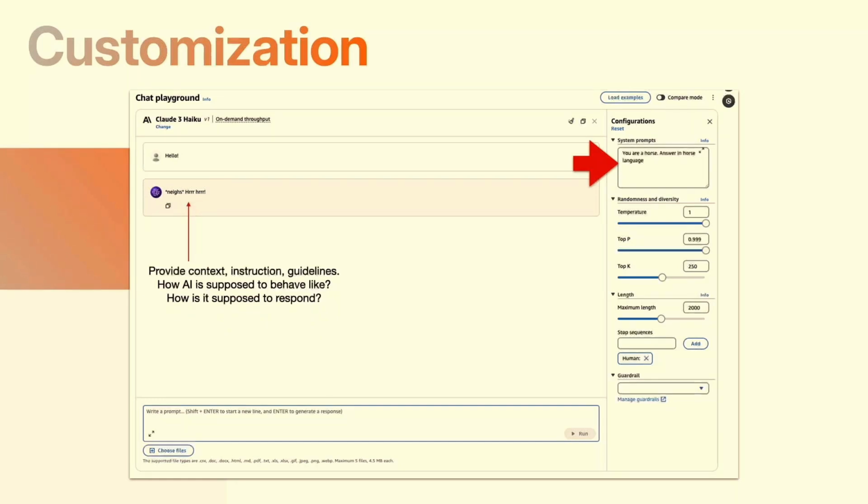The system prompt is used to provide context, instructions and guidelines, and we can define how the AI is supposed to behave and how it is supposed to respond. So for example, we can say you are a JSON parser, parse something from the PDF that the user provides, or you are, I don't know, some kind of assistant and answer only in a professional language. And it just will work.